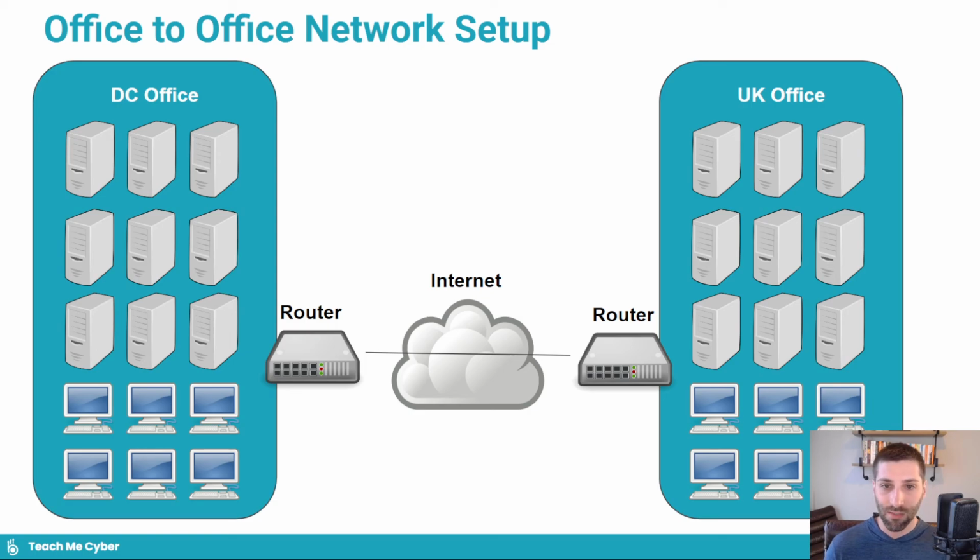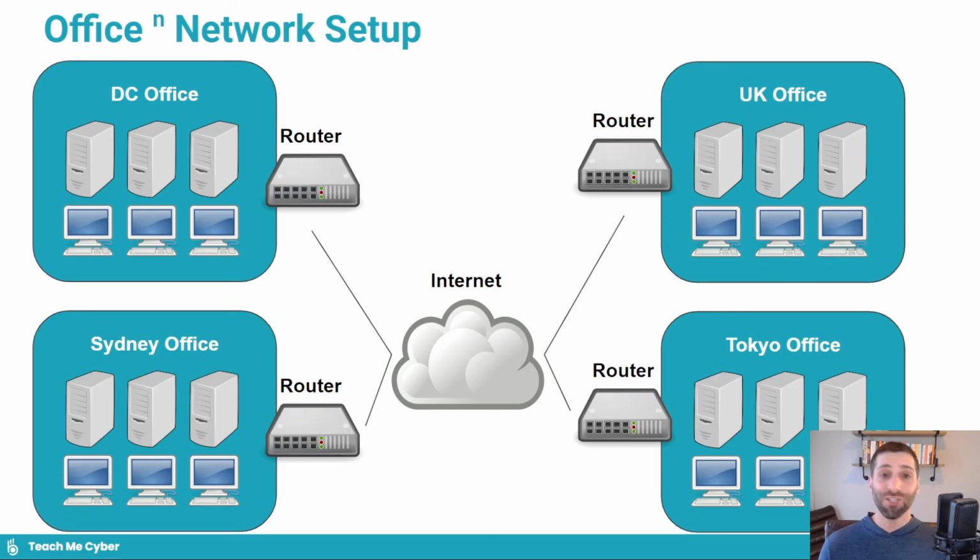All this is happening seamlessly behind the scenes. Now, you can expand this out exponentially. You can have an endless number of offices. All of these offices are going to be set up in a similar fashion where you have a router at the edge of each one, and it's going to know how to route that traffic from the DC office to the UK office to a Sydney office to a Tokyo office. All of this is configured so it's seamless to that user.